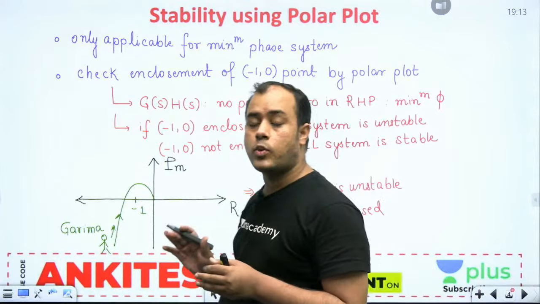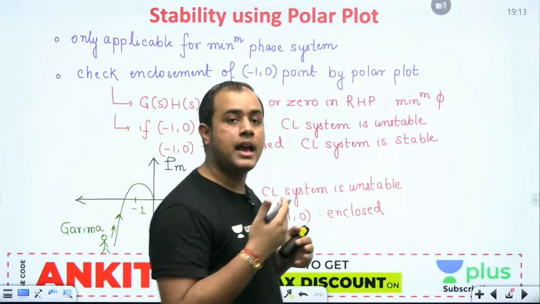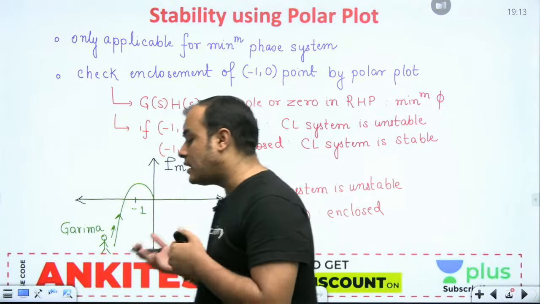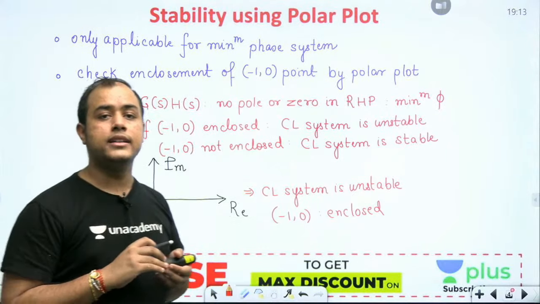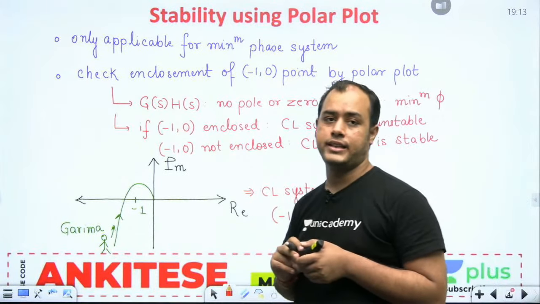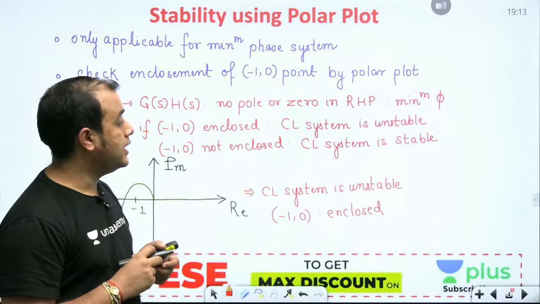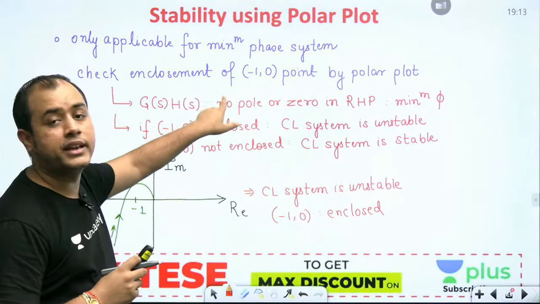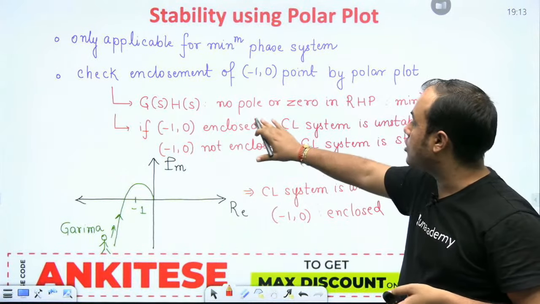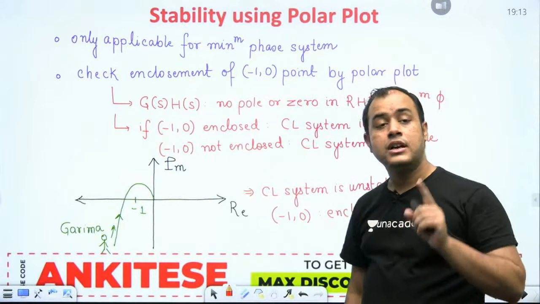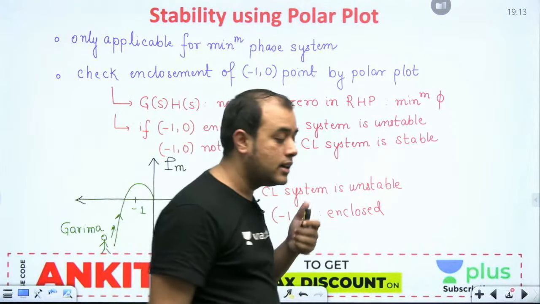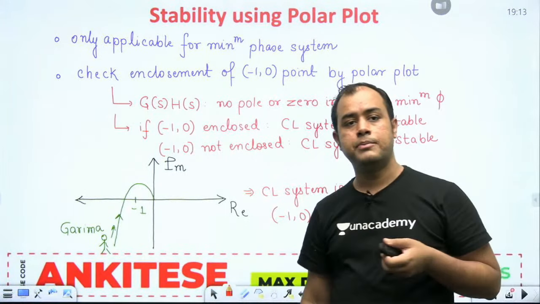The advantage of the Nyquist stability criteria is it is applicable for minimum as well as non-minimum phase, and for your polar plot, it is only applicable for your minimum phase. Anshu, I am saying it is only applicable for minimum phase. By minimum phase, it means that the open loop system is by default stable because it does not have any pole or zero in the right half. So we are not checking the enclosement of origin. We are just checking the enclosement of -1, 0 point.